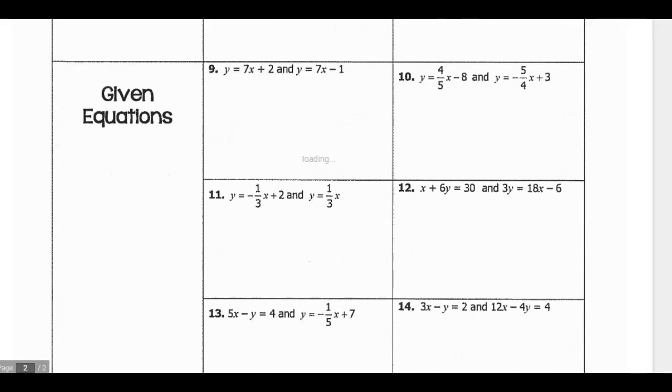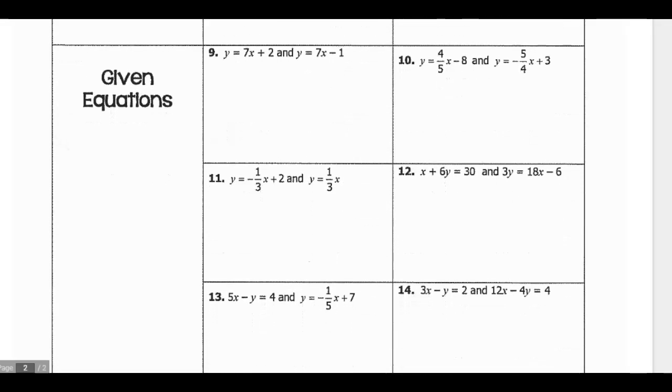Down here, given equations, I will do 9, 11, and 13 for you real quick. These are going to be quicker as long as you do not have to solve for y to find out the slope. So you always have to have these in y equals mx plus b form. If it's not, do this first.